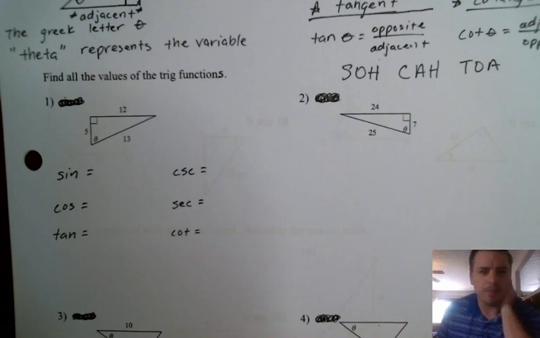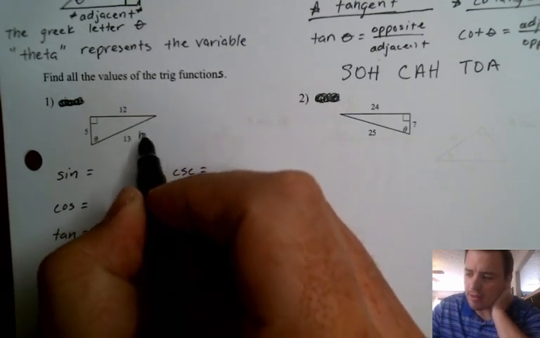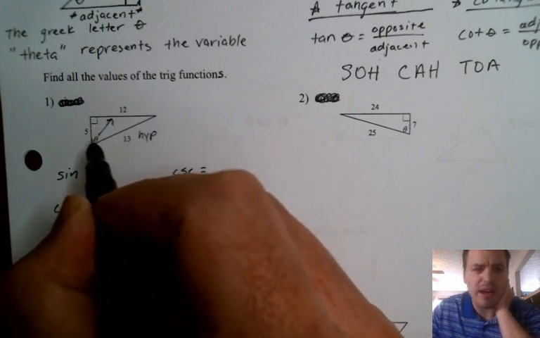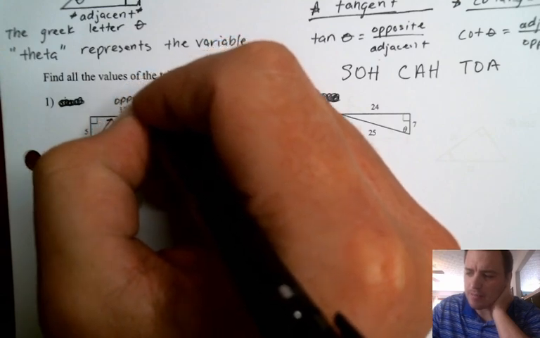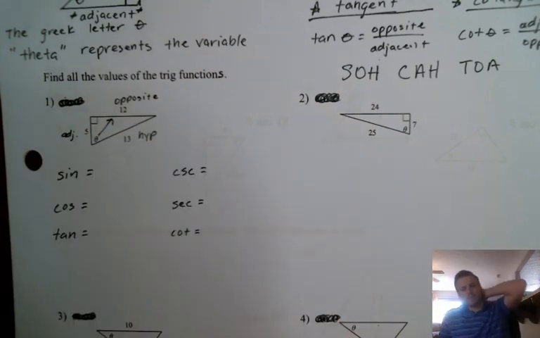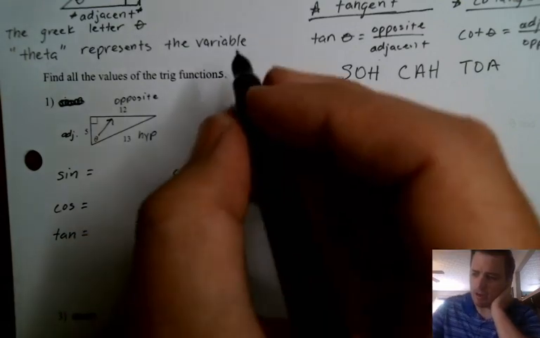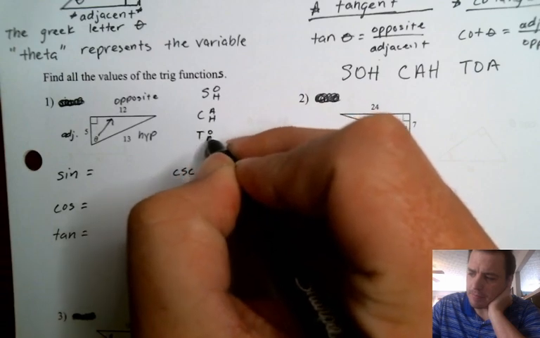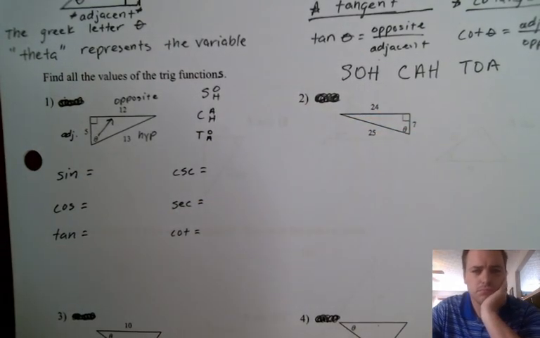Now, here's what we know. We know this right here is the hypotenuse, right? The long side's always the hypotenuse. The side opposite the theta angle is always going to be the opposite, and the side next to it will be the adjacent. Okay? Now that we have all that, we just need to plug everything in. Now again, I start most by doing this right here: Sohcahtoa. And then we just jump right in.